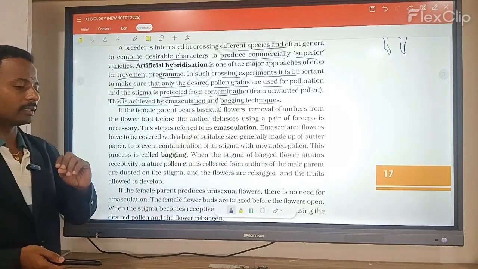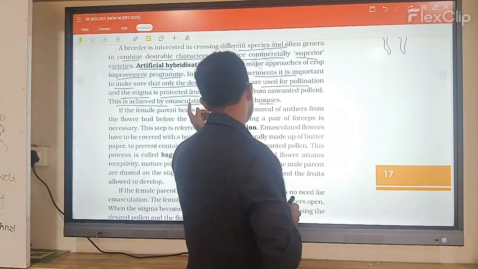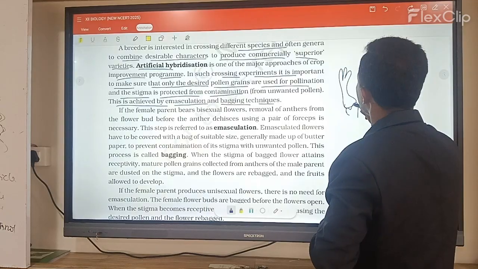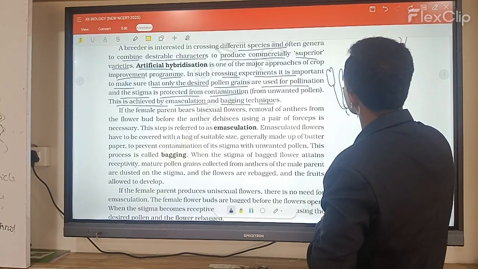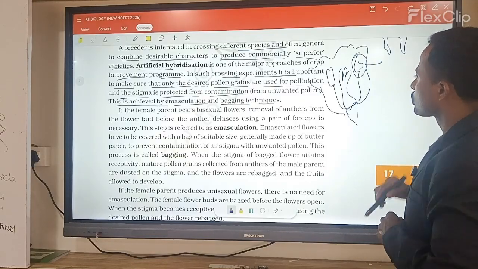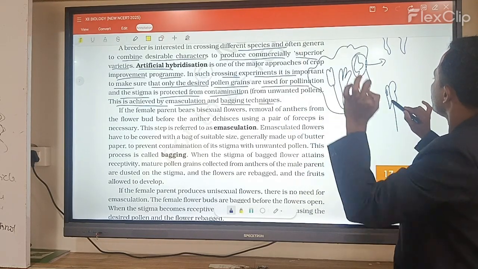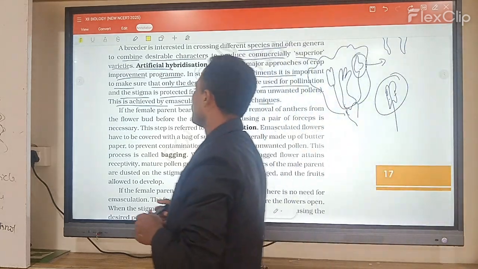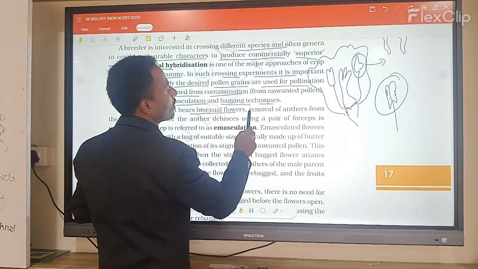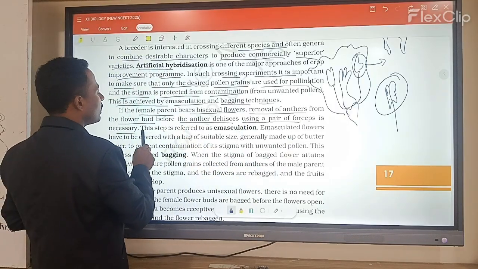So in breeding, the hybrids we get are made artificially in the laboratory or in garden areas. In this process we follow emasculation and bagging. Emasculation means removal of anthers from a bisexual flower. For example, in a bisexual flower, removal of the anthers with the help of scissors is called emasculation. Bagging means the flower is covered with butter paper or polythene paper. In bisexual flowers, remove the anthers from the flower or bud before the anther dehisces, using a pair of forceps if necessary.